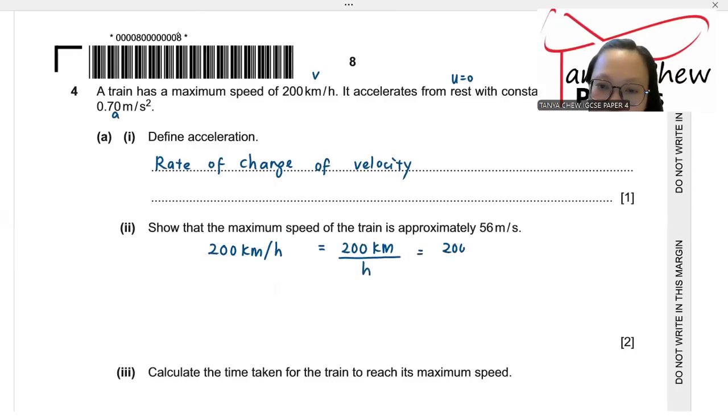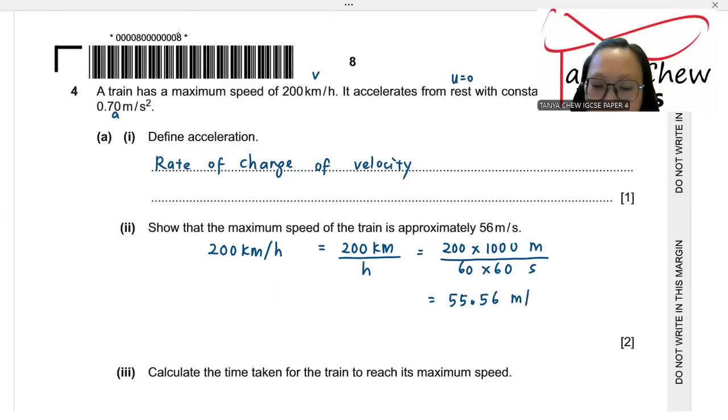So 200, if you remember the prefixes, kilo is one of the prefixes which carries the value of 1 times 10 to the power of 3. But if you don't remember, it doesn't matter. You know 1 kilometer, how many meter is 1 kilometer? It is 1,000 meter. You convert kilometer to meter first. And 1 hour, convert to second. 1 hour, I have 60 minutes. 1 minute, I have 60 seconds. Ta-da! So I get 55.56 meter per second.